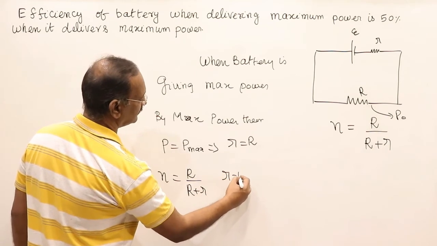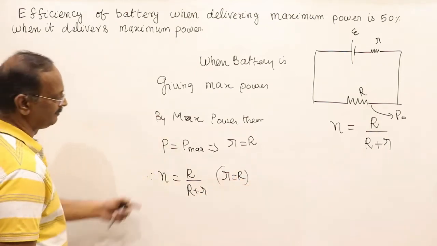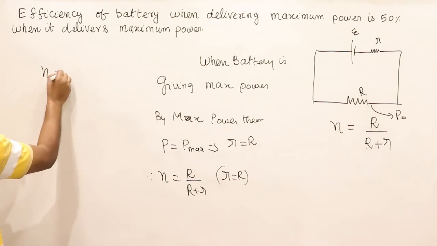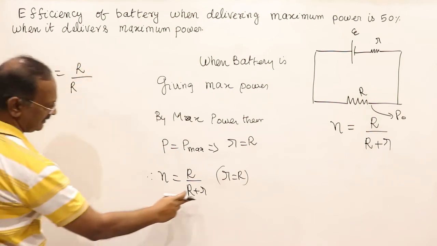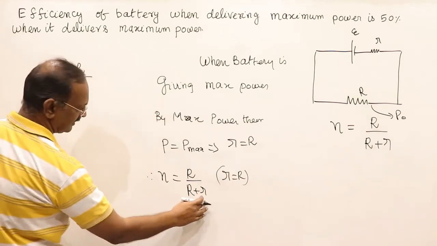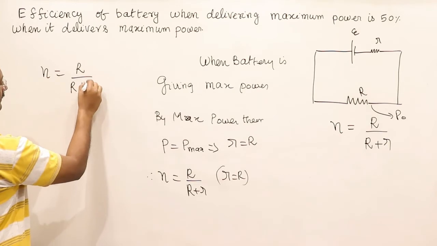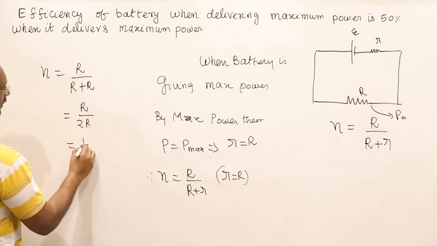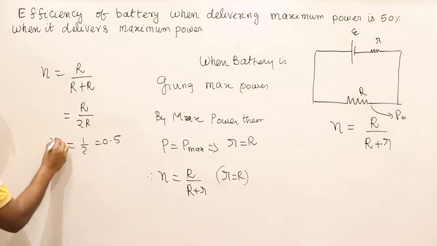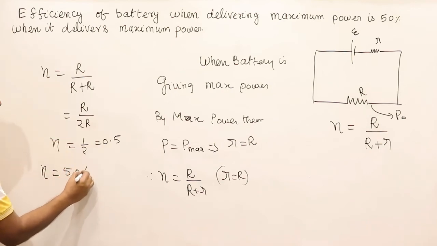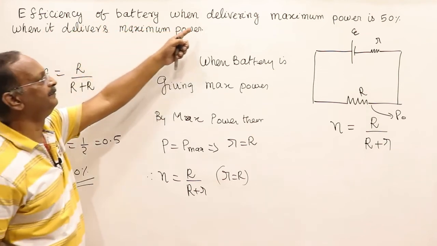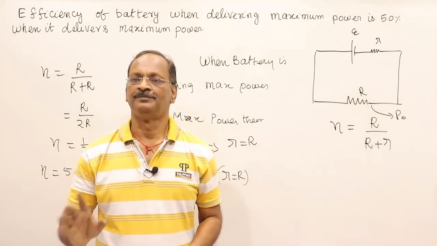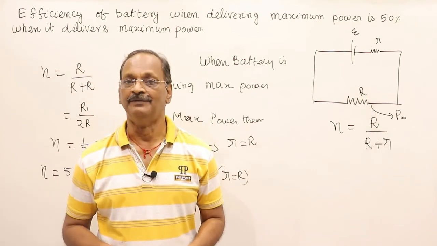So where r is equal to R for maximum efficiency, maximum power dissipation, power delivered by the battery. In that condition, since we can represent efficiency as R divided by R plus r, this r can be replaced by R. So this is equal to R divided by 2R, which is half, equal to 0.5. So efficiency is equal to 50% only. Therefore, the efficiency of the battery when delivering maximum power is 50% of its total power delivered.